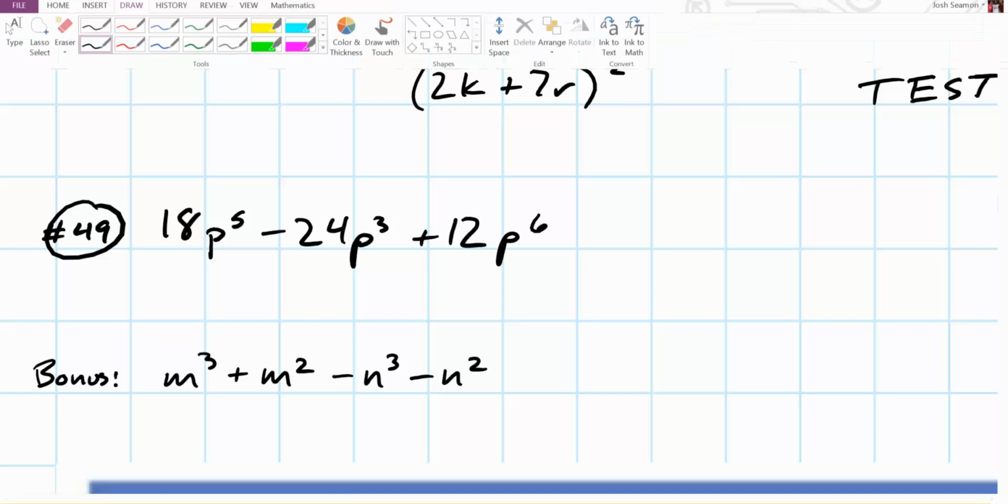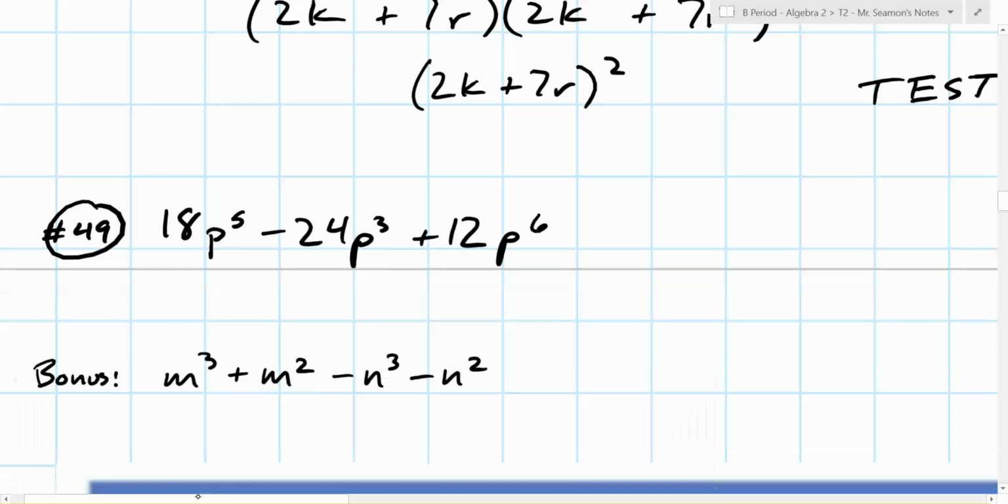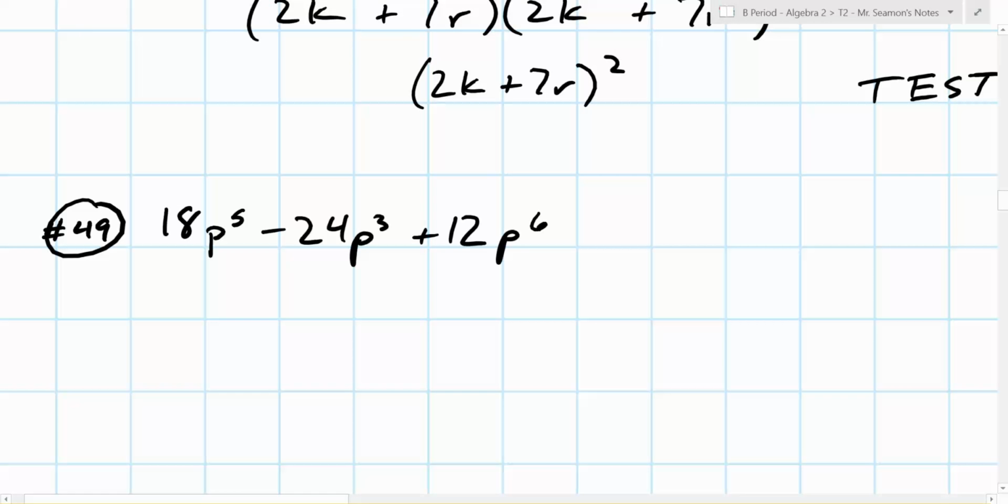Yes, it is. So GCF. Now here's the thing. Do you have to know what the GCF is from the get-go? No. You can pull things out one at a time. So I'm going to pull out a 3. If I pull out just a 3, what's left in this one?